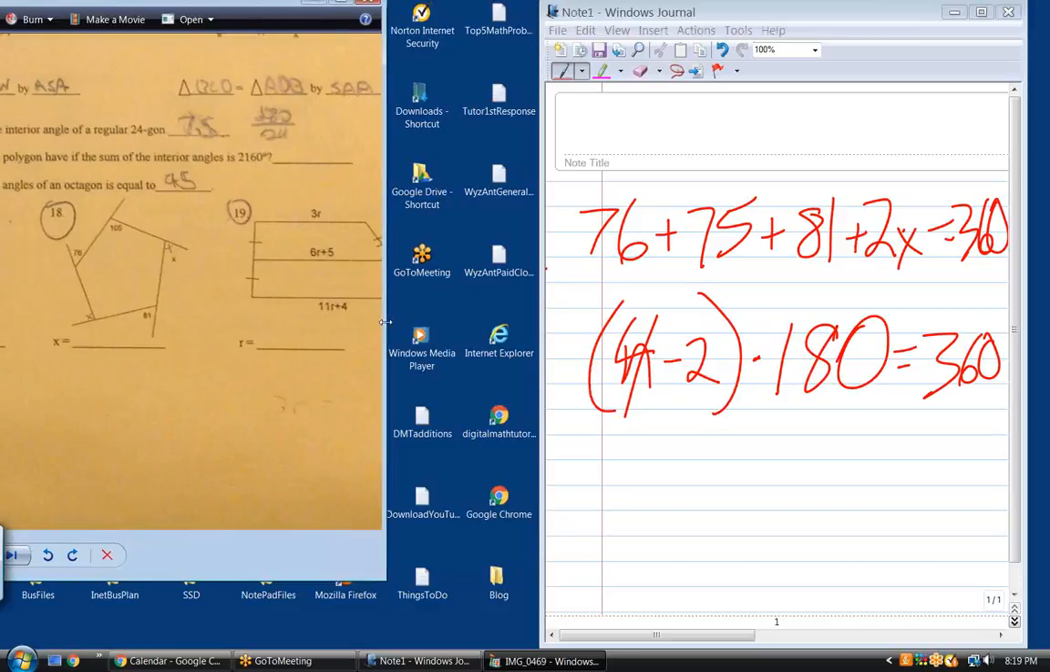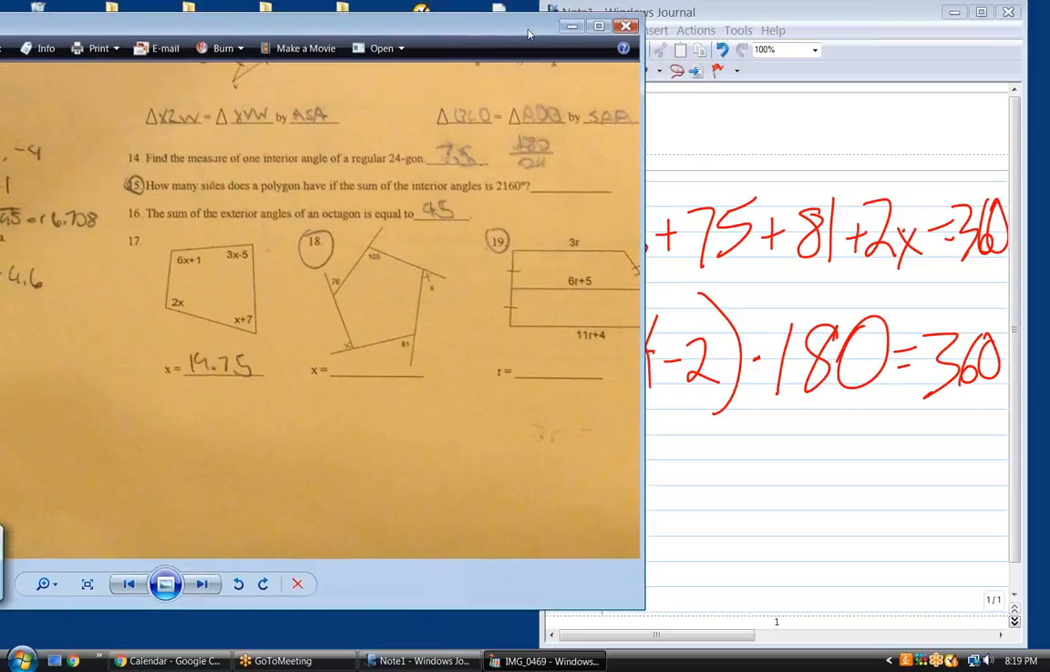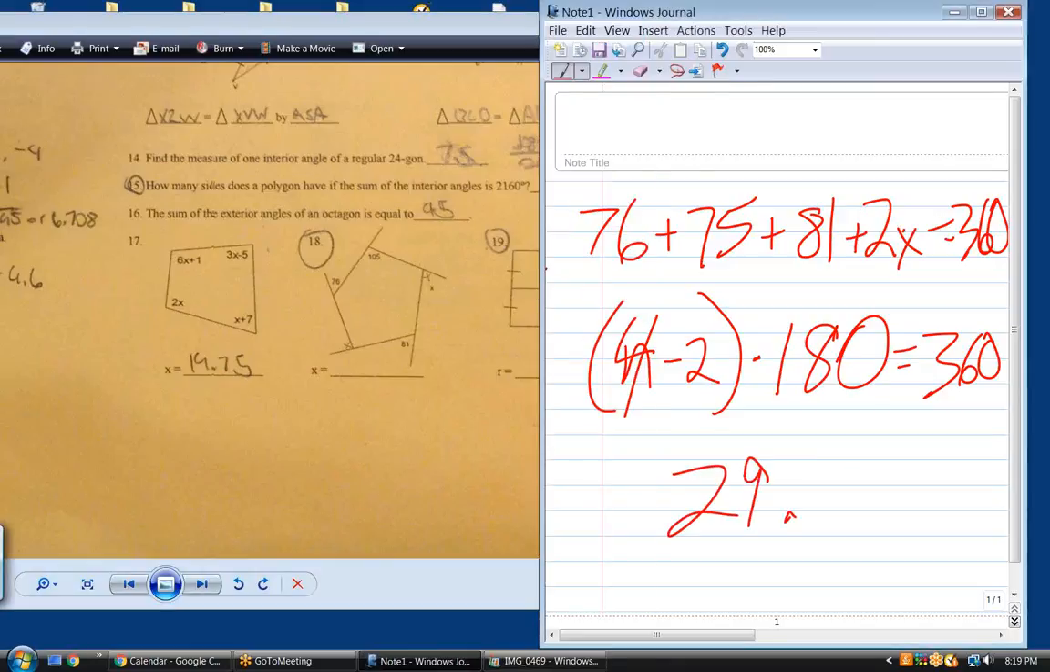Number 19. I have one question, though, about 16. Did you say 45 was incorrect? Well, if we double 14.75, what do you get? You get 29 and a half, right? Yeah. In other words, if I set all of these equal to 180 instead of 360, then my x is going to be half what it should be. So if I double it, this should be right.